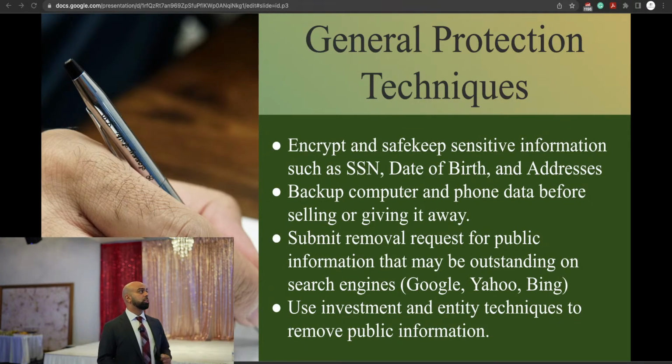Submit removal requests for public information that may be outstanding on search engines. So this is something that most people don't know. But when you Google yourself, not that everybody Googles themselves, but I do it all the time. Why? Because I want to know what everybody is seeing about me. Now, what they think about me is a different story. I don't really care. But what they see is going to affect how my business is run, and my business is my life, and I worked hard for this.